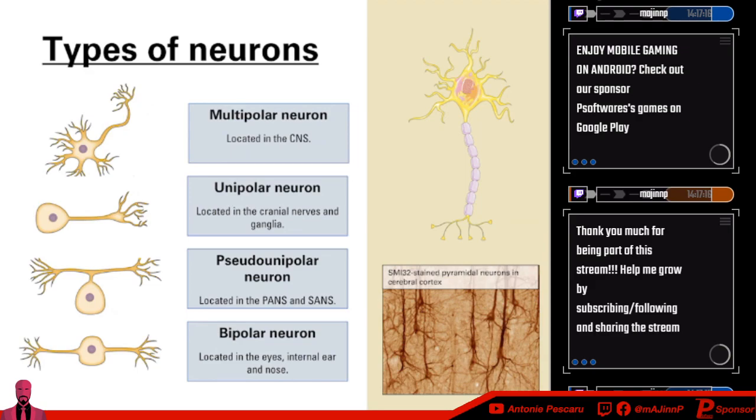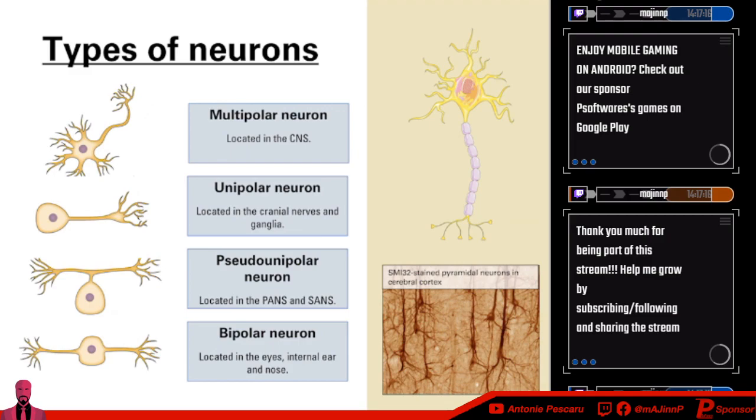This guy doesn't have any dendrites, and we're going to get to what dendrites are in a second. But these guys, the unipolar neurons, are usually located in the cranial nerves and in the ganglia. Finally, we got the pseudo-unipolar neurons located in the peripheral autonomic nervous system and the sympathetic autonomic nervous system.